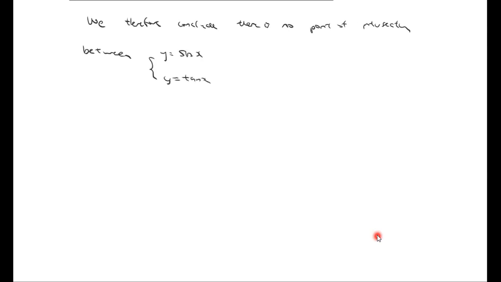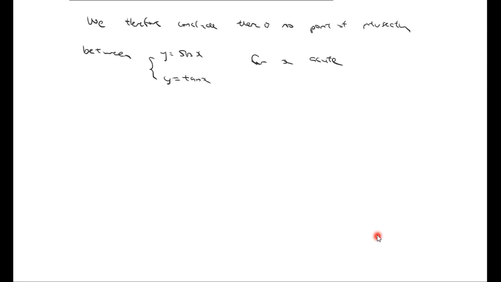So there is only one intersection. Exactly. So we therefore conclude there is no point of intersection between y equals sine x and y equals tan x for x acute. I mean, clearly there's one at x equals 0, but for x acute, there is no point of intersection.